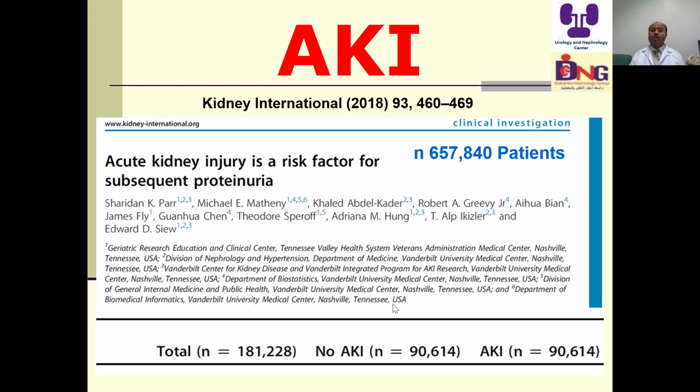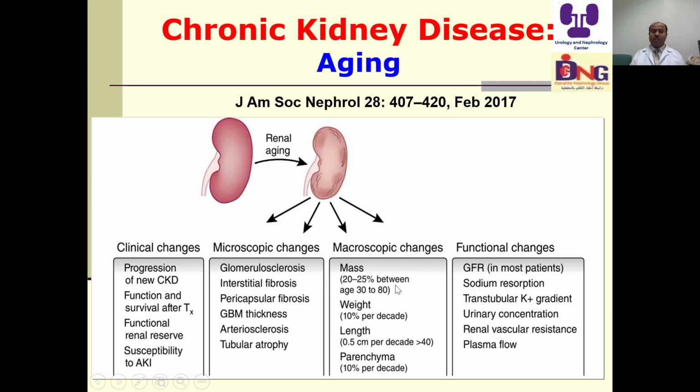Previous occurrence of acute renal failure or acute kidney injury, even if the acute kidney injury has recovered. Why? Because a previous history of acute kidney injury was associated with increased risk of future chronic kidney disease and subsequent proteinuria. We should ask about the history of AKI when we evaluate any patient in the nephrology ward. Aging: old age is considered a risk factor for chronic kidney disease.